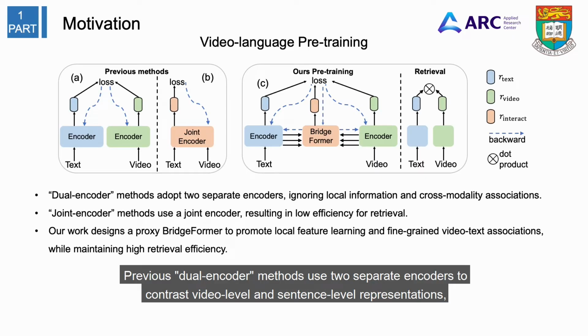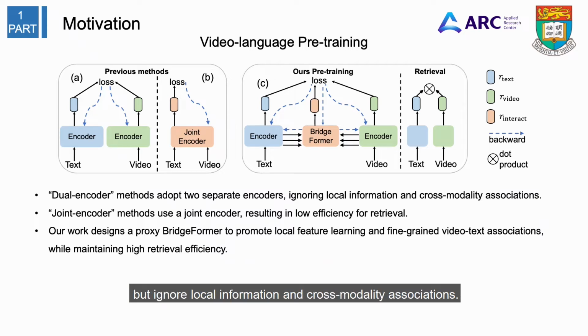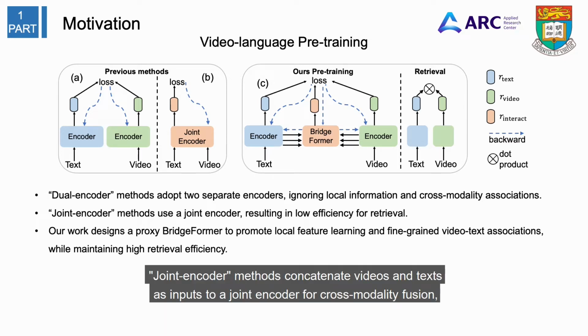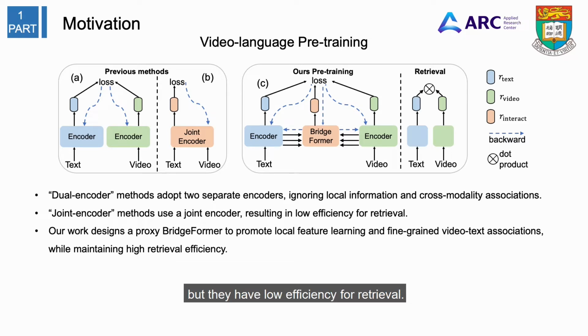Previous dual encoder methods use separate encoders to contrast video-level and sentence-level representations, but ignore local information and cross-modality associations. Joint encoder methods concatenate videos and texts as inputs to a joint encoder for cross-modality fusion, but they have low efficiency for retrieval.